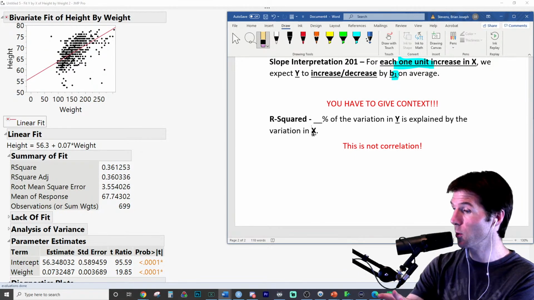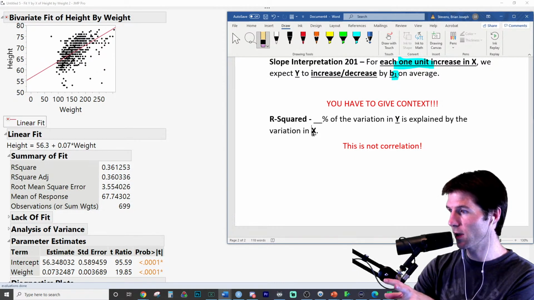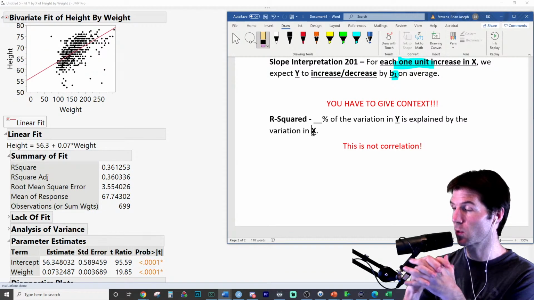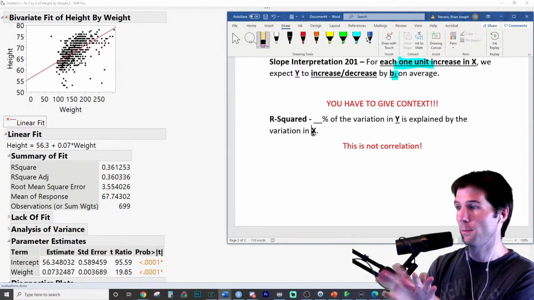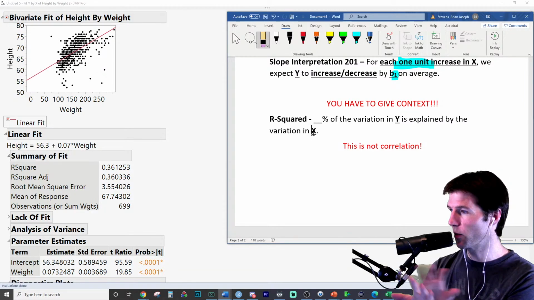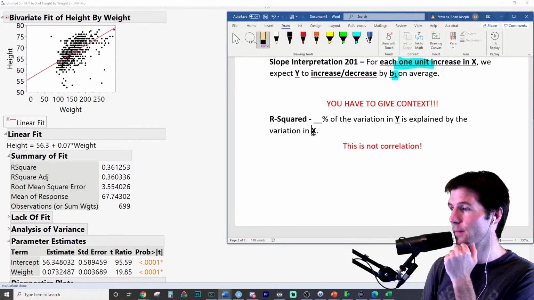It's good practice. This is where I see people lose points. So that's why I always pause on these things. And I'm like, can you interpret this R squared right here? Because when it gets to the test, a lot of people say it's positive or it's moderate. R squared is the percent of variation in Y explained by the variation in X. So how are we going to interpret this?